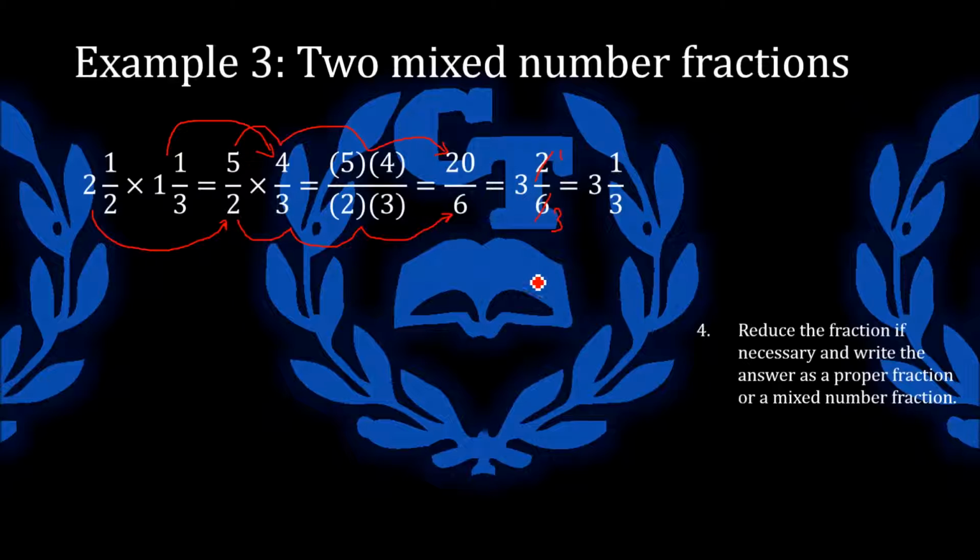I do not need to write this as a mixed number fraction first before I actually reduce it. I can reduce it before I do that. Notice if I take the 20 on 6 and I divide that by 2, I will get 20 divided by 2 as 10 and 6 divided by 2 as 3. And then I will end up with 10 on 3, which is equivalent to 3 and 1/3.